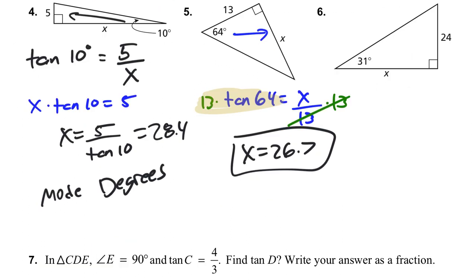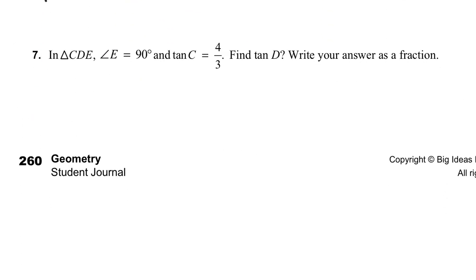So number 7, we have a triangle. I'm actually going to draw this. And E is the 90 degrees. So then I have C and D. It says if tangent C is 4/3, that means tangent is opposite over adjacent. If I'm looking at C, my opposite is here, which is ED. So I have 4. My adjacent is 3.